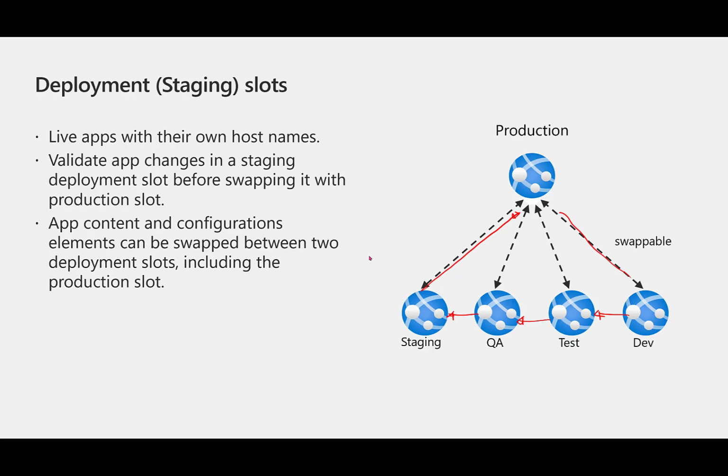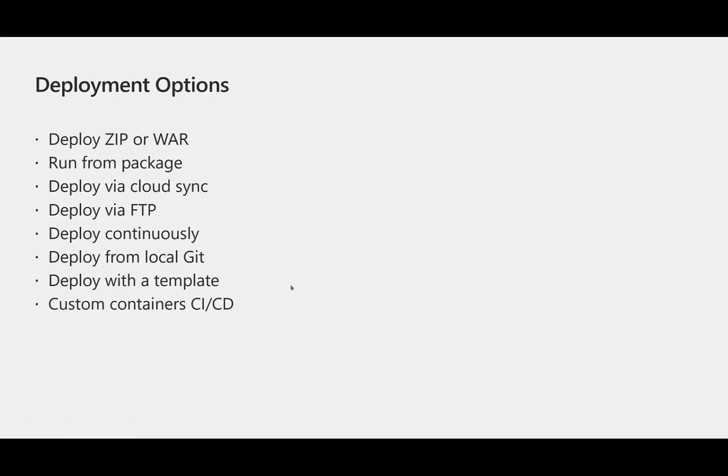Now, how do we deploy our applications? We have different options for deploying applications. There are about 8 different options that we are going to look at. You can deploy using your zip file or a WAR file. You can run from a package. You can make use of that zip file and just directly run from that zip file.